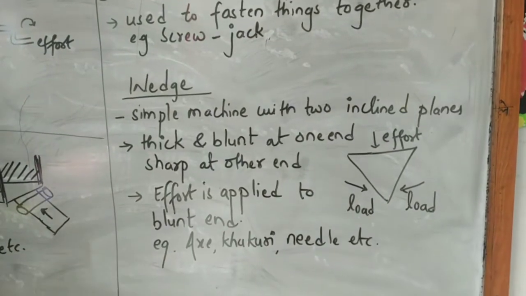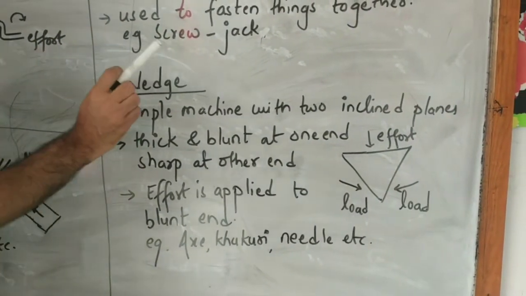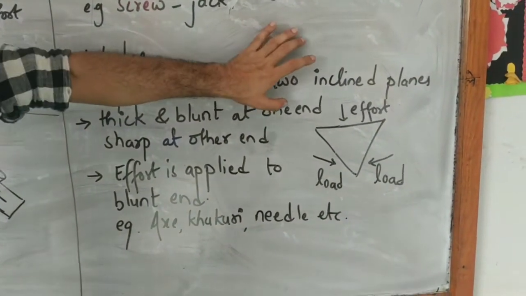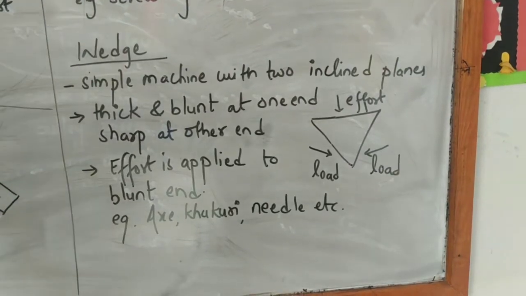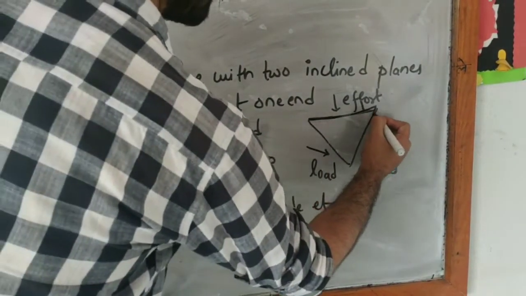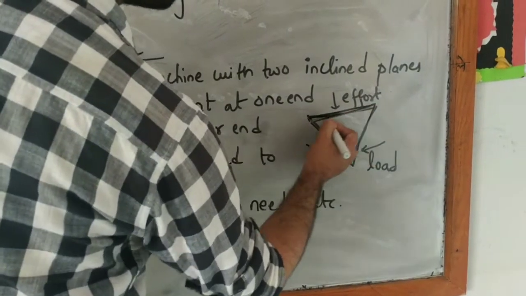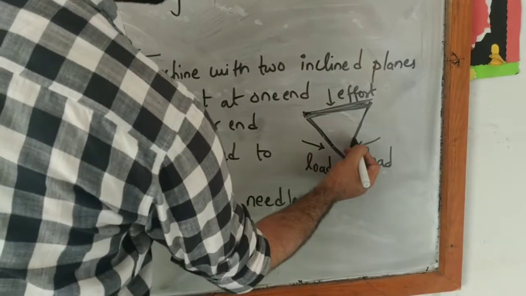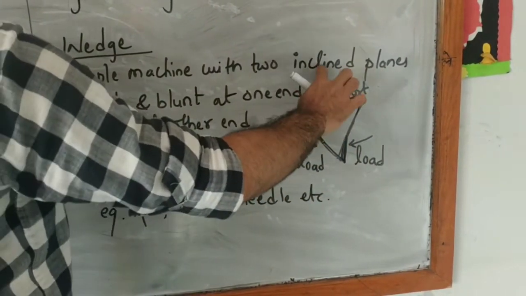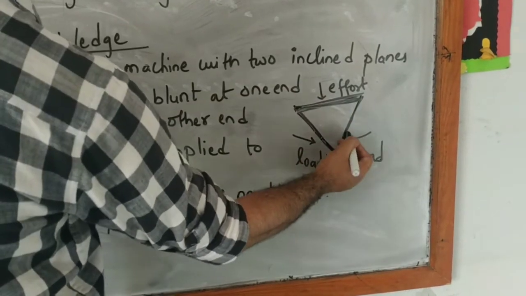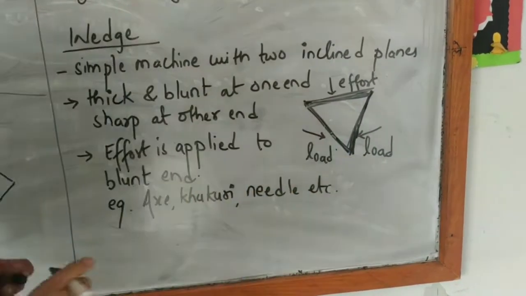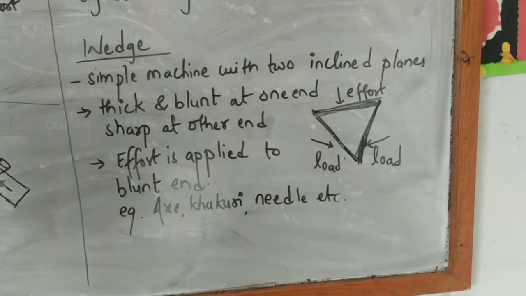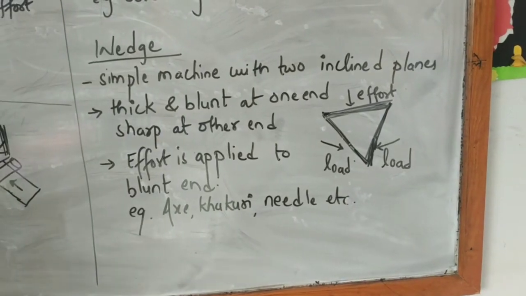Now the sixth simple machine, that is a wedge. And this wedge is a double inclined plane. That means it is a simple machine which consists of two planes. And in a figure it looks like this, where one part is thick and blunt and another part is pointed. We apply effort on the blunt or thick part, and the load is kept at the pointed part. Axe, hukuri, needle, they are some of the examples of the wedge.